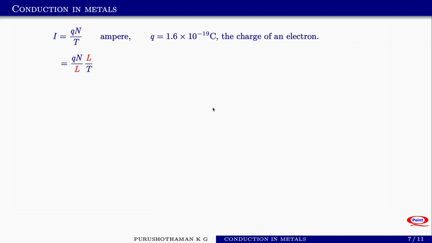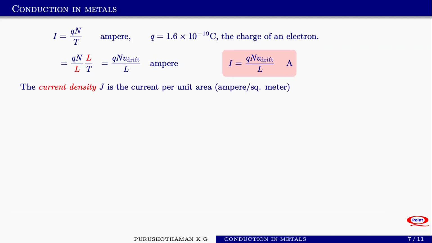You can manipulate this equation like this: Q into N by T, and multiplying and dividing by L, you will get the expression as Qn by L into L by T, and you can combine L by T as the drift velocity. So you can write this as Q into N into the drift velocity divided by L amperes. This is the expression for current.